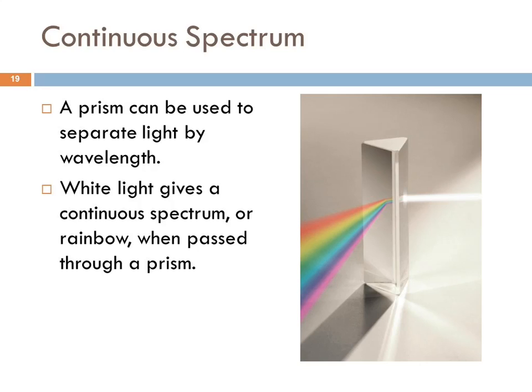So a continuous spectrum is one that contains all the different frequencies or wavelengths. And we can use a prism to separate light by its wavelengths. And this gives us a nice rainbow. This is what's happening when we see a rainbow in the sky. We have water droplets in the air that are acting as prisms and separating the light from the sun.